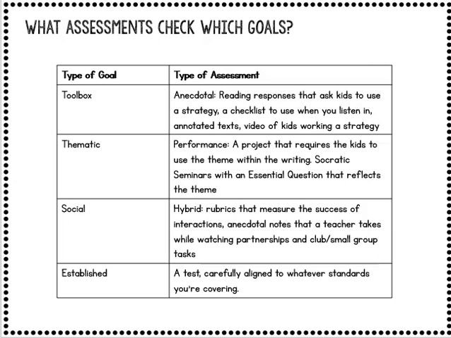Social goals are kind of going to be a hybrid. There are rubrics that the kids use when they're grading interactions in book clubs that could be expanded to partnerships. And on top of that, there are anecdotal notes that I'll take or checklists that I'll use to watch behavior when they're working in partnerships and in groups.